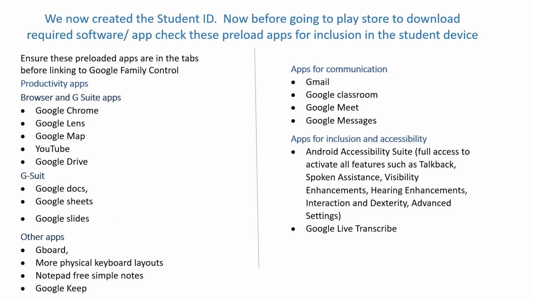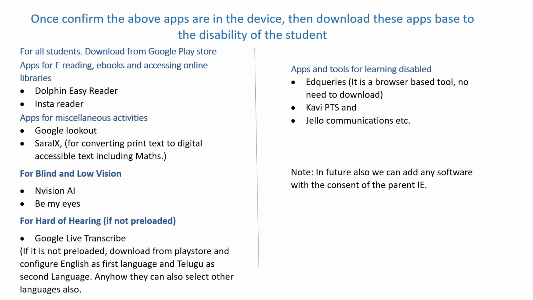Also, when you talk about other miscellaneous apps for activities, Google Lookout, which is similar to Google Lens, is also a very useful software for many of the students. Then Saralex. Saralex is an OCR software, optical character recognition software. Means any printed content, if the child wants to convert it into digital content for his use, including maths, he can use the Saralex app. All these four apps are available in Google Play Store. You can download and activate them in the student device.